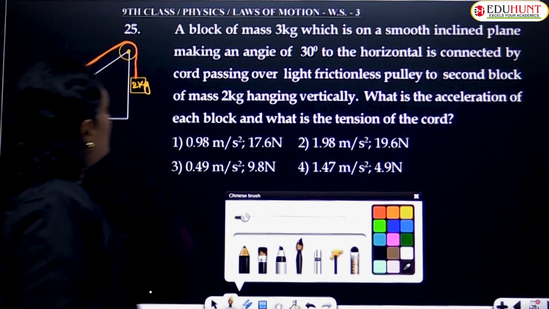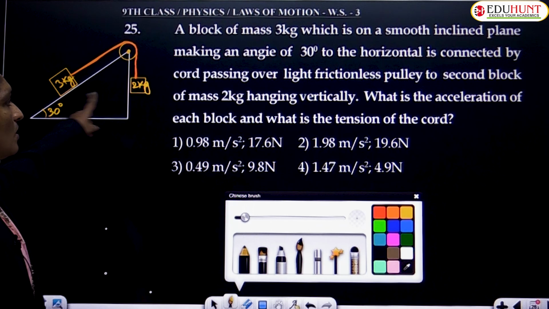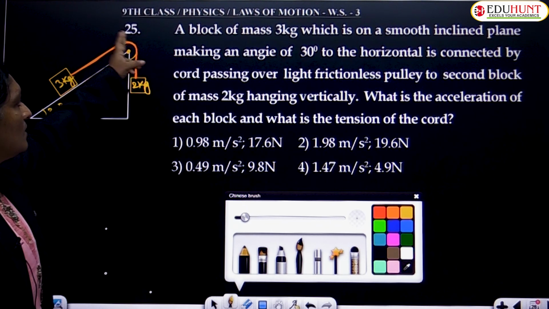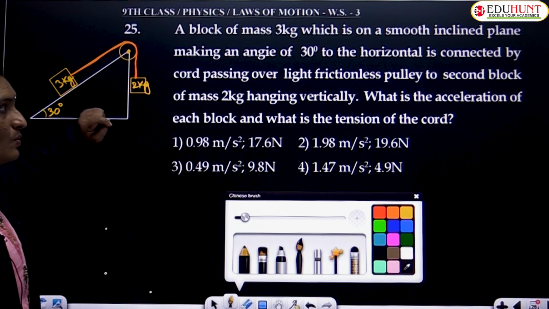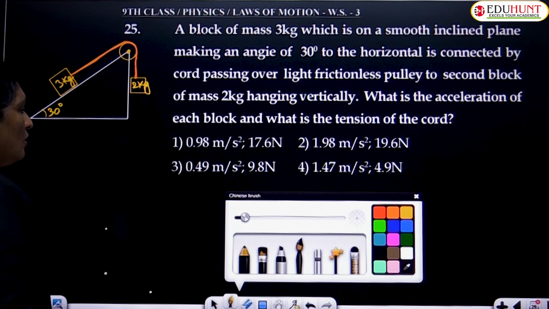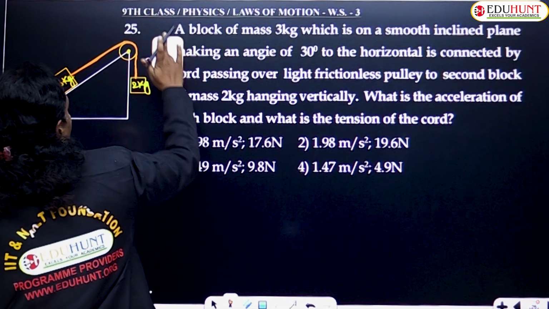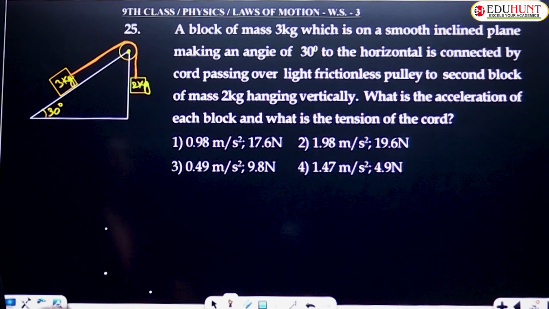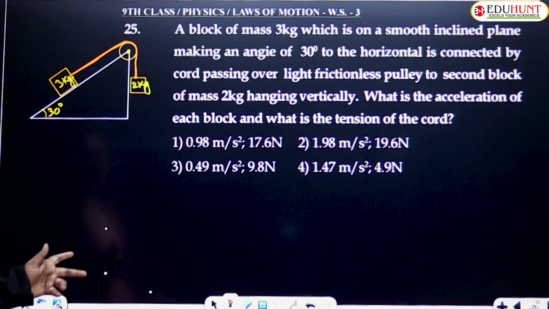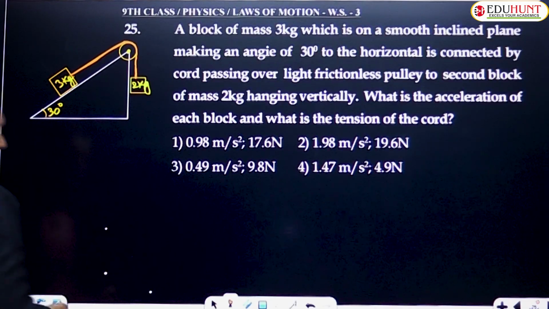Anything else? A block of mass 3 kg is on a smooth inclined plane making an angle of 30 degrees with the horizontal, connected by a cord passing over a light frictionless pulley to a second block of mass 2 kg hanging vertically. So what is the acceleration of each block? We are not aware which block is moving to which side. In order to find out which mass is heavier, first of all, let us try to find out the forces acting on this.